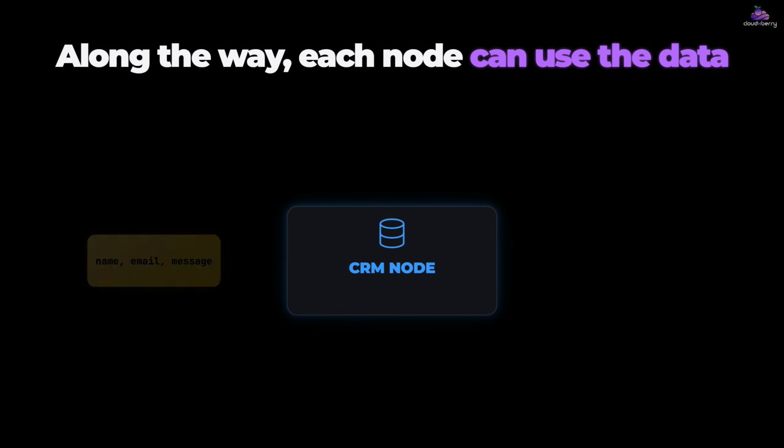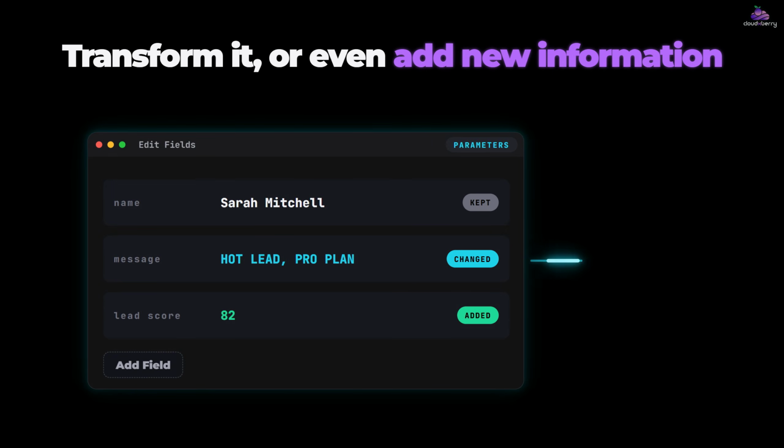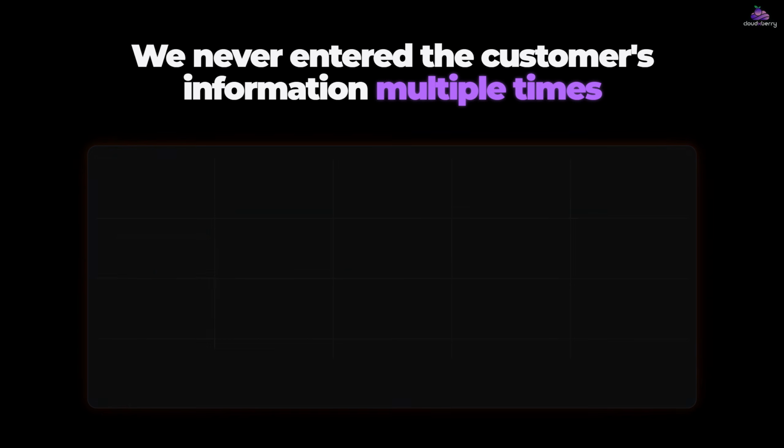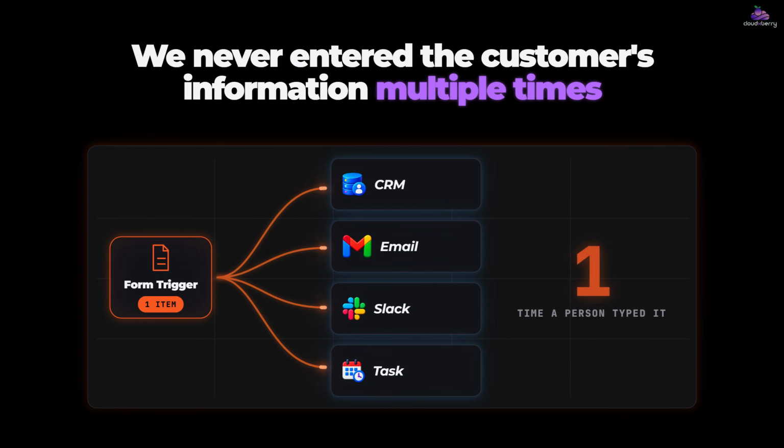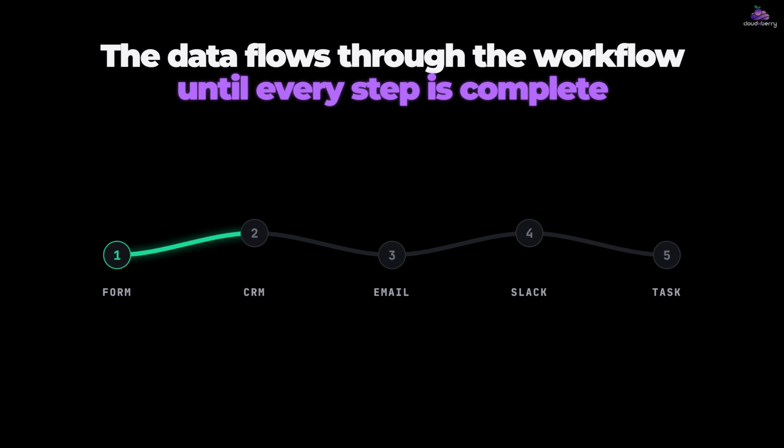Along the way, each node can use the data, transform it, or even add new information before passing it to the next node. Notice that we never entered the customer's information multiple times. The data simply flows through the workflow until every step has been completed.